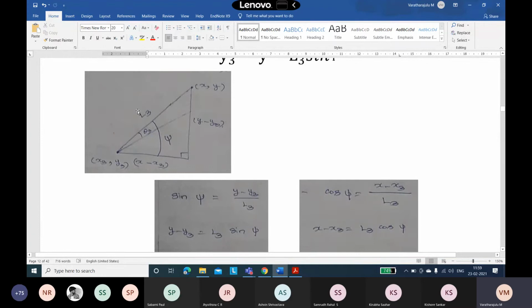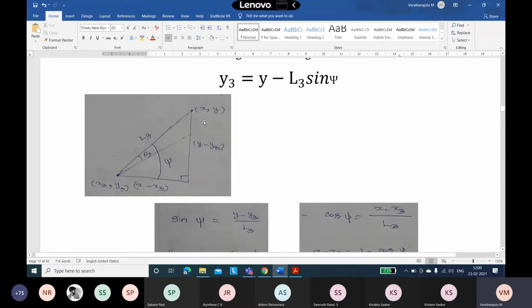This is what we introduced. Here x3, y3, and at the end we have the end effector x and y. The end effector position should be termed x and y. Therefore, the horizontal distance we can get from subtracting x3 from x, and similarly we get the vertical dimension by subtracting y3 from y.